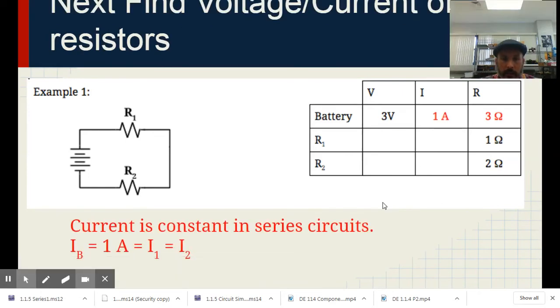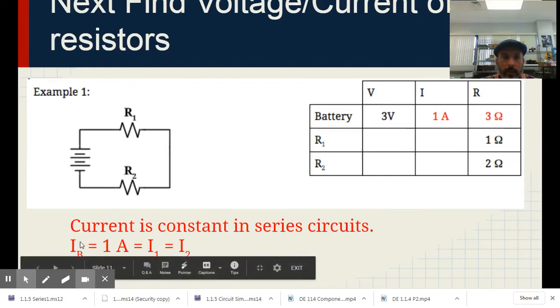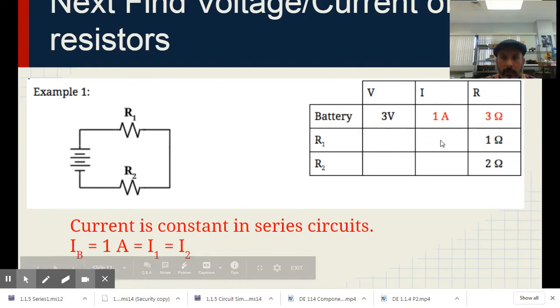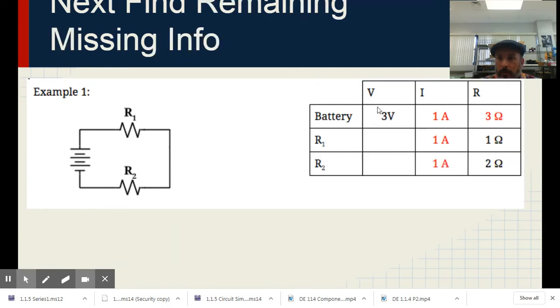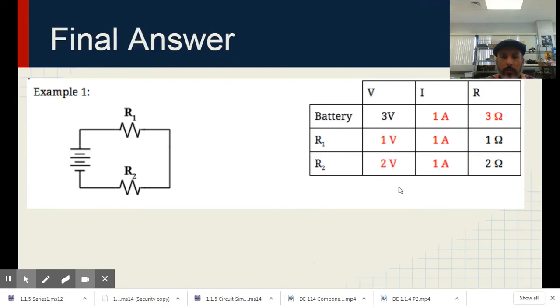Current is constant in series circuits. So the current coming out of the battery is 1 amp, which is the current at resistor 1 and resistor 2. Voltage equals amperage times resistance. We know we've got 1 times 1 is 1 volt, and 2 times 1 is 2 volts.